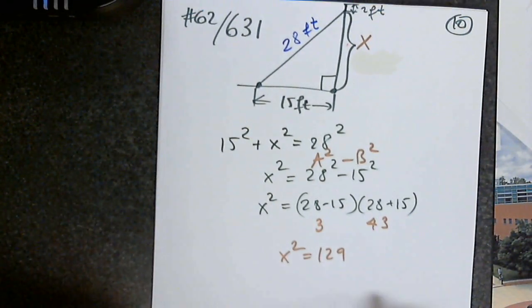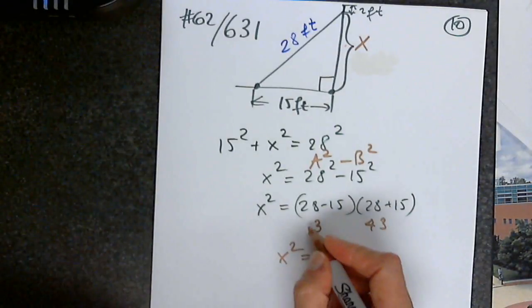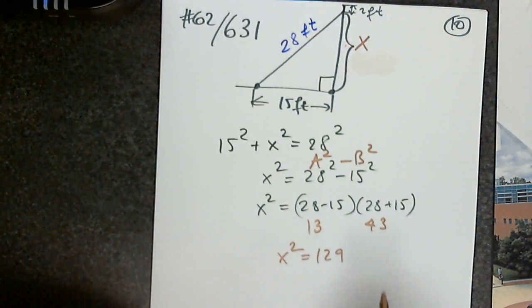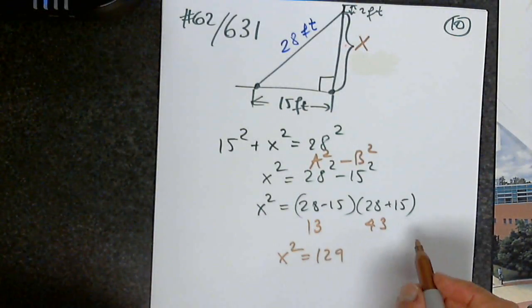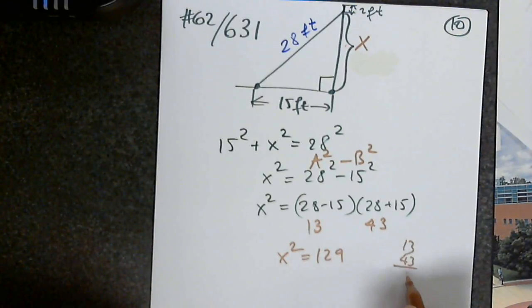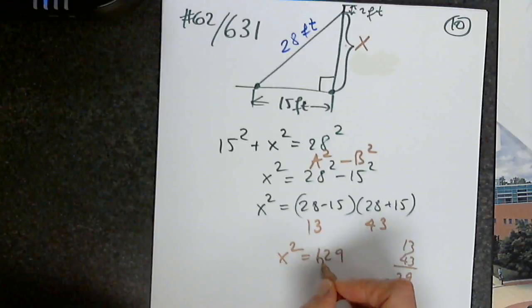Unless I did something else. Oh, yes. Oh, no. Yes, you're right. 13 times 43. So what is that? So 559? Yeah. Very good.